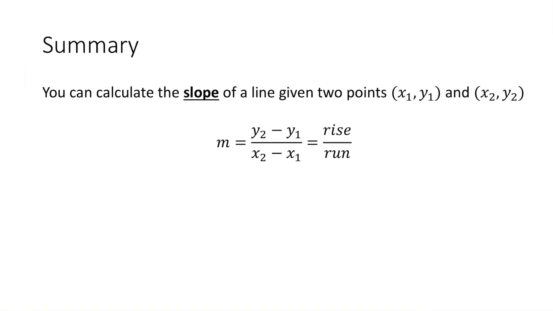So in summary, remember that you can calculate the slope of a line given 2 points (x1, y1) and (x2, y2) on the line using the formula m equals y2 minus y1 over x2 minus x1, which tells you the value of the rise over the run.